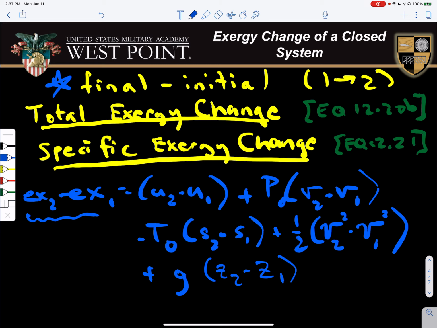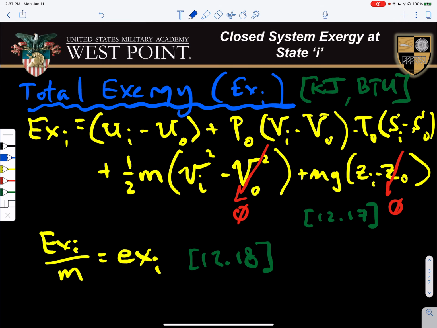We have a temperature of the dead state, specific entropy difference, and that one's subtracted, again, positive for the work term, negative for the heat transfer term. And then we have the kinetic energy differences and the potential energy differences between the two states. Okay, so that's the Exergy change. It's really the application of this equation right here at state 2 less that same equation evaluated at state 1.